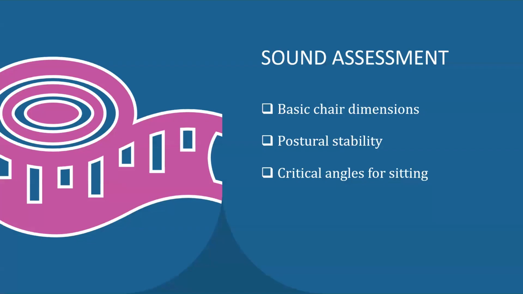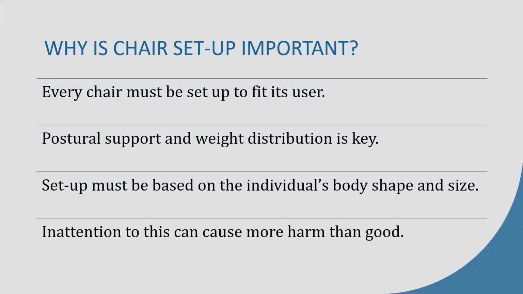Now, the seating assessment is, of course, a wider topic than we have capacity to cover during this limited time together this morning. However, it is important to clarify that the first step to effective seating provision is that comprehensive subjective and objective assessment. So in other words, information gathering and baseline findings. So for today, in relation to postural adjustment, we will focus on basic chair dimensions, understanding postural stability, and the importance of establishing those critical angles for sitting.